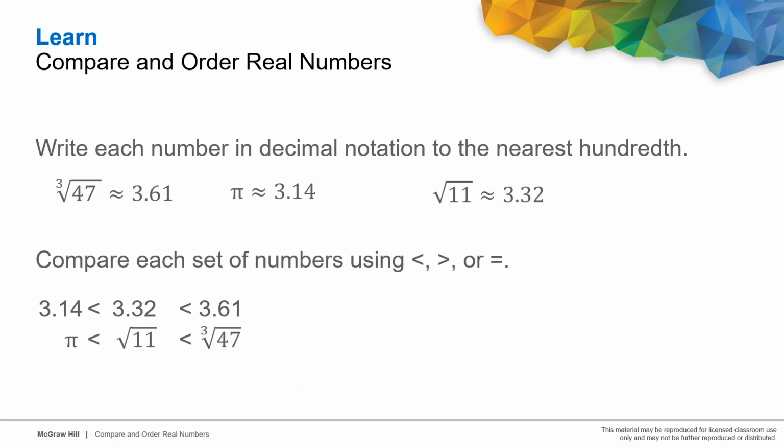And as we said in the previous one, turn them all to decimals, and here they did that for us, right? So we have the cube root of 47 is 3.61. As I said before, that approximation of pi we're going to use is 3.14, and their approximation of the square root of 11 is 3.32. Now at this point, you're just going to use your inequality symbols, right? Your less than, your greater than, and your equal sign. And you're just going to use those to compare your numbers. Tell me which one is bigger than the other.